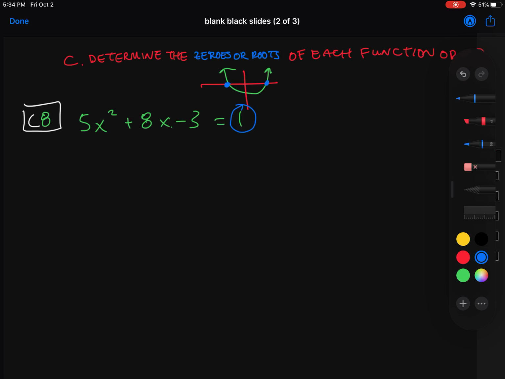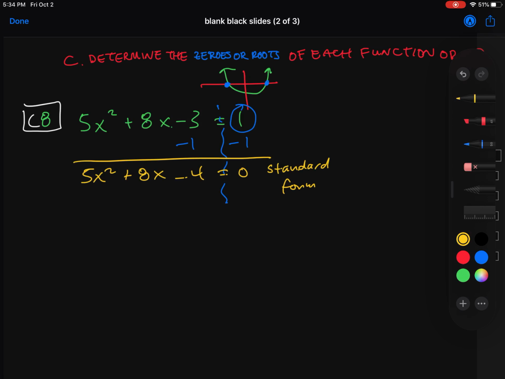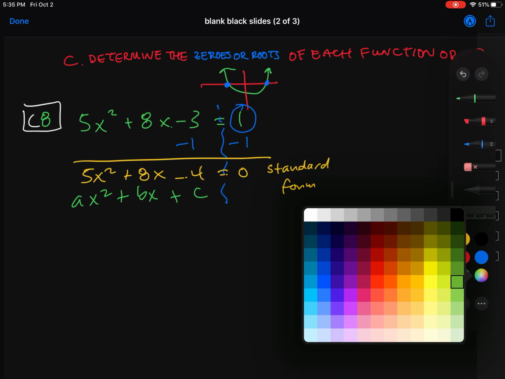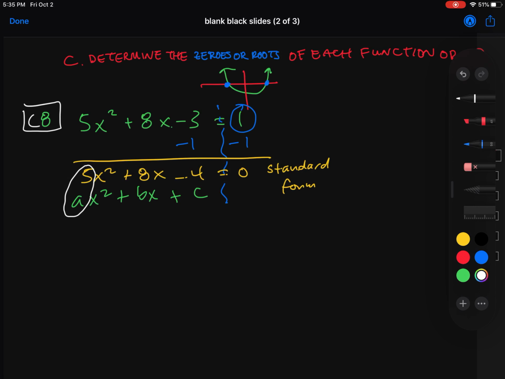So let's move it over with its friends. So subtract 1. 5x squared plus 8x minus 4 equals 0. Here in yellow, this is happy because it is now in standard form of quadratics. Okay, why did we do that? So we can do things like identifying the a value. So I have a equals 5, b equals 8, and c equals -4.